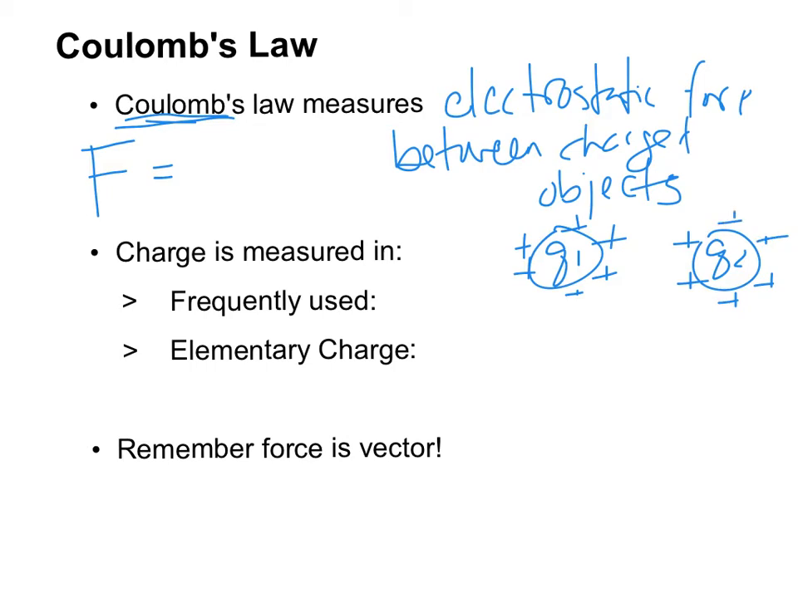And so our equation for Coulomb's law involves some constant here. We use K to represent that constant. I'll talk about that one in just a minute. Multiplied by the charge on Q1 times the charge on Q2, all divided by their separation distance squared.